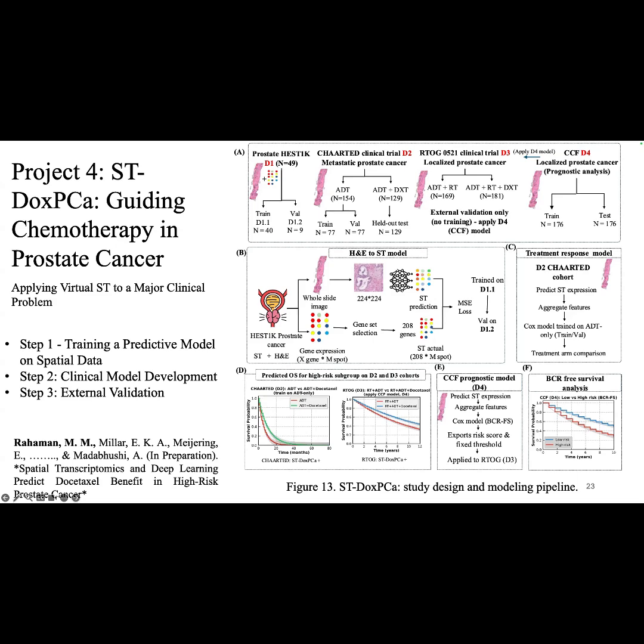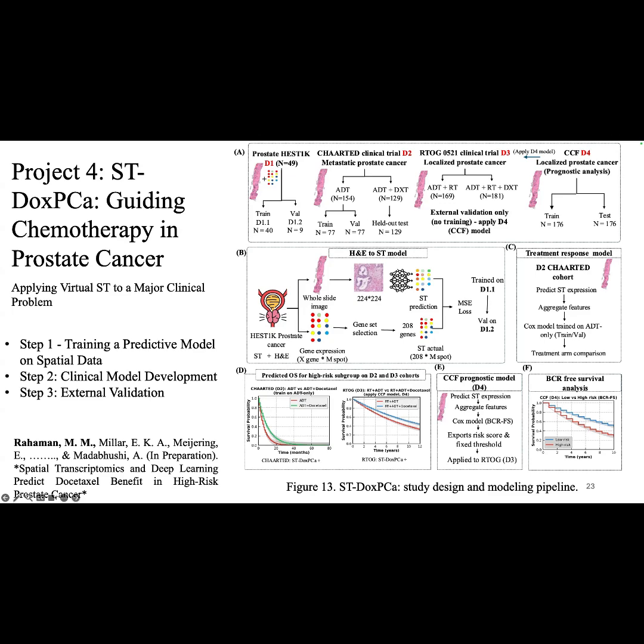We use the CHAARTED data to build a treatment response model and the Cleveland Clinic data to build a prognostic model. Third, we perform external validation by applying the Cleveland Clinic prognostic model directly to the RTOG 0521 clinical trial.